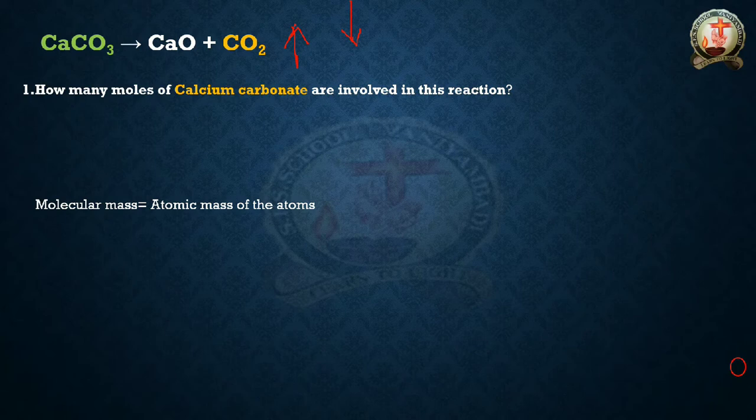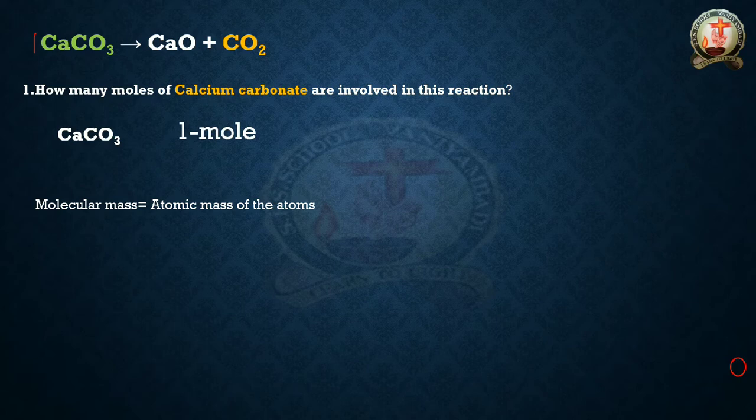Look at the calcium carbonate. If there is a numerical number in front of it, say I assume it is 2, then 2 calcium carbonate is nothing but 2 moles of calcium carbonate. Suppose no numerical number is presented, then we assume it is 1. So the answer is 1 mole of calcium carbonate involved in this reaction.